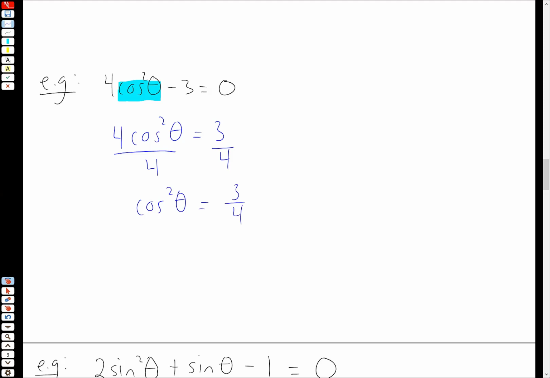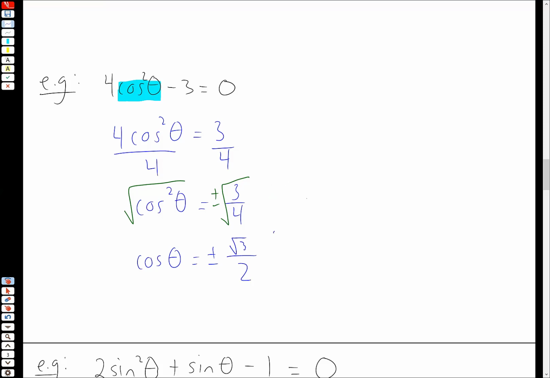Now, if we want to isolate the trig function, we're going to take the square root of both sides. Now be careful, and I see students do this a lot, remember when you take the square root in an equation, you have to add a plus or minus. Otherwise, you're going to lose some answers. So this simplifies to cosine of theta is equal to plus or minus square root of 3 on the top. Now what's the square root of 4? That's 2.